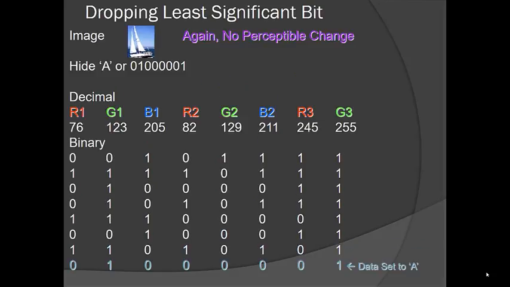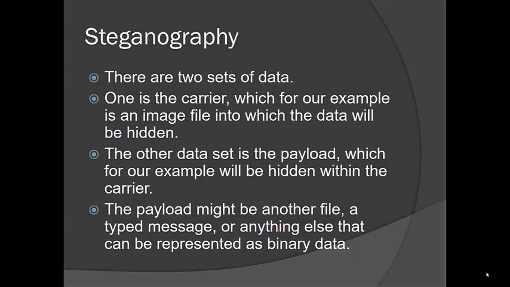So now what we do is we hide the A. Notice the very bottom bits, 0, 1, 0, 0, 0, 0, 0, 1. Those are actually the binary values from the letter A. So now what we've done, we stripped off the bottom bit by setting everything to 0, and we reinserted all the bits from the letter A. No perceptible change in the image at all.